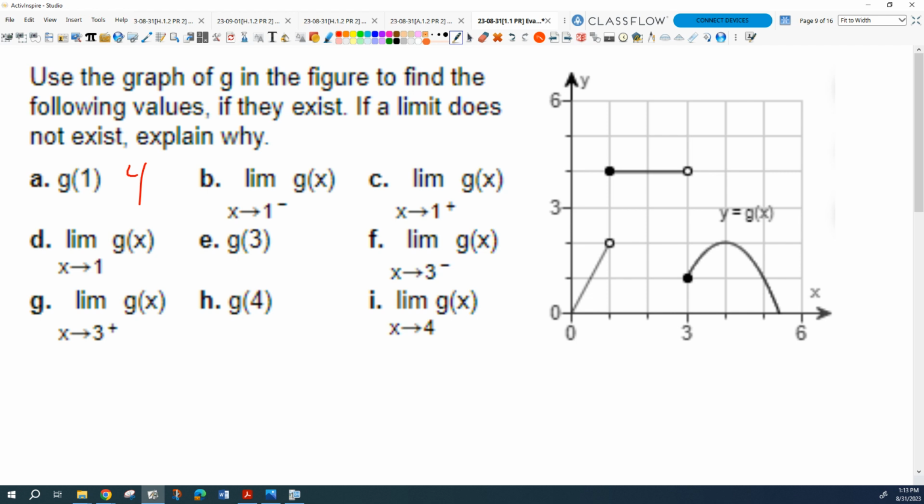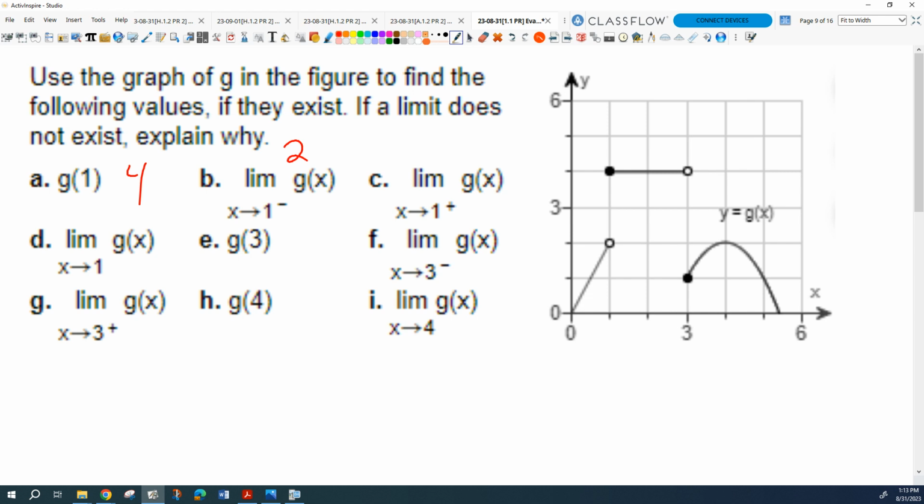Tabri, what do you get for B? What's the limit of g of x as x approaches 1 from the left? As we approach 1 from the left, it's 2. Everybody agree? Okay. I don't need to pick on individual people. You guys can just kind of share the wealth here. I don't need to call on you. So that one's 2.